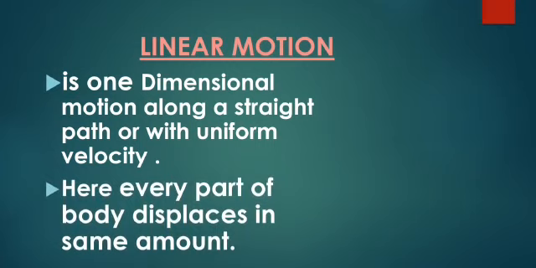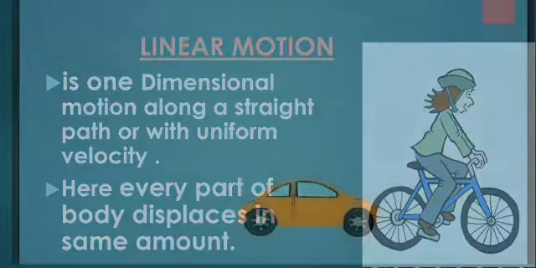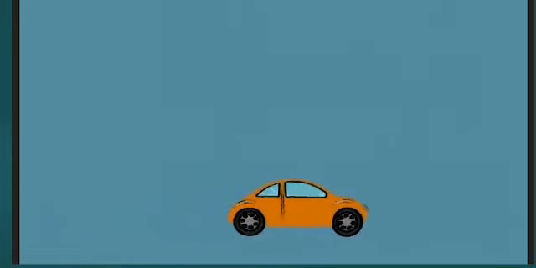In this type of motion, every particle, every point, every part of the body moves and is displaced by the same amount. An example of this can be a bicycle rider moving in a straight line. Another example is the motion of a car on a straight road or a straight path without changing the velocity.